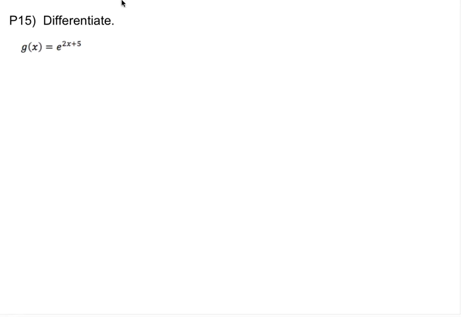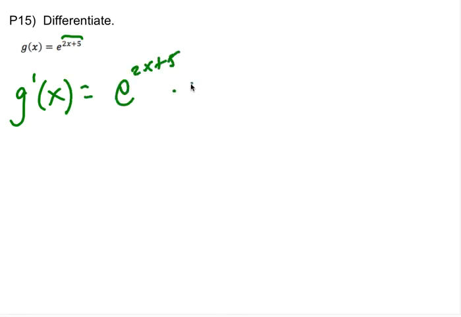All right, so we have a chain, right? There's a function inside my function here. So my g prime of x is going to be the derivative of the outside, which is e to the stuff, times the derivative of the stuff. So I'm going to see this as a 2e to the 2x plus 5. And that's it.